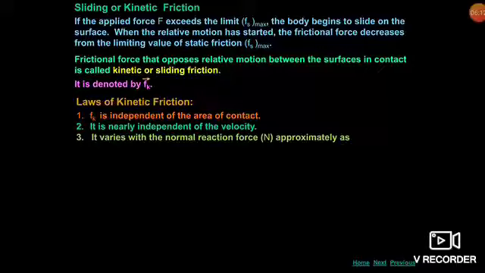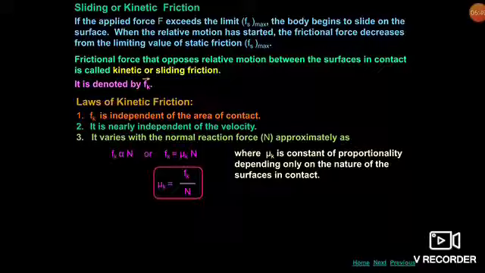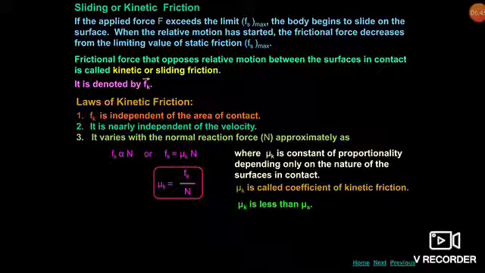It varies with the normal reaction force N approximately as Fk is directly proportional to N, or Fk is equal to mu k into N, where mu k is the coefficient of kinetic friction. Mu k is a constant of proportionality and depends only on the nature of the surfaces in contact. So mu k is equal to Fk by N. Mu k is called the coefficient of kinetic friction. Mu k is less than mu s.